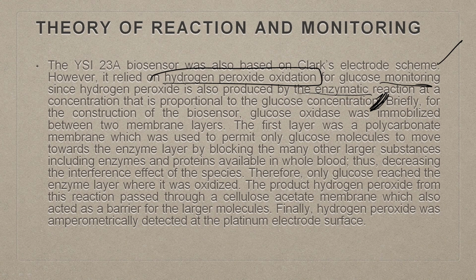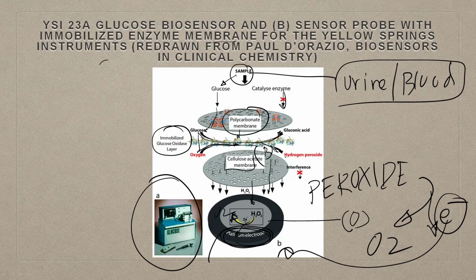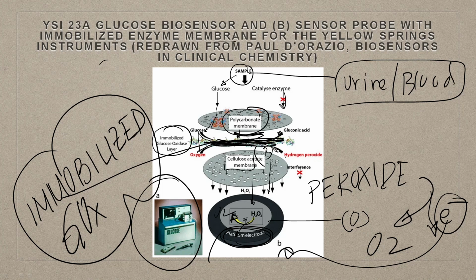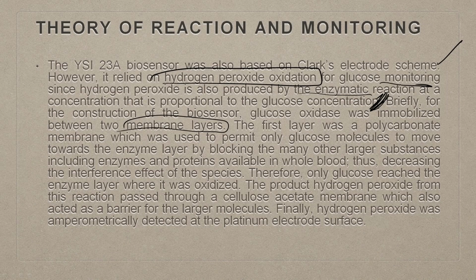Briefly, for the construction of the biosensor, glucose oxidase was immobilized between two membrane layers. This is exactly what you are seeing between the two membrane layers. It was immobilized. Here the immobilization has happened. Now, the first layer was a polycarbonate membrane, which was used to permit only glucose molecules to move towards the enzyme layer by blocking many other larger substances, including enzymes and proteins available in whole blood.